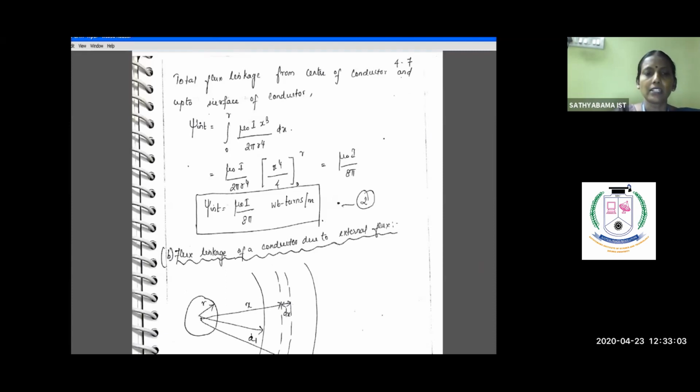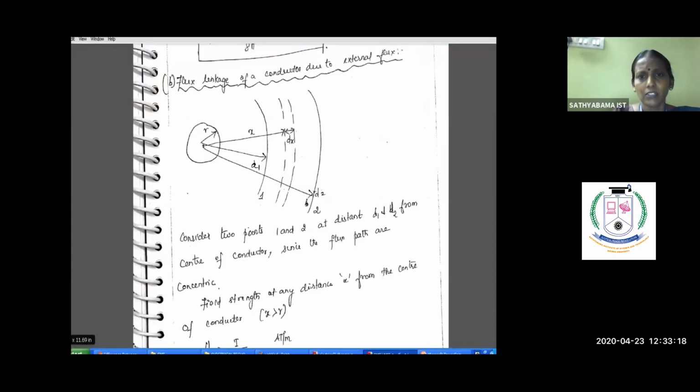So coming to the next one, flux linkage of the conductor due to external flux. So when it goes to external flux, you can just imagine what will be the limit of x. X can be greater than r here. So that is what I have taken here. So you can just see x is greater than r I have taken here. So I have considered conductor here of radius r, and I am going to calculate what is the external flux at this particular point x here.